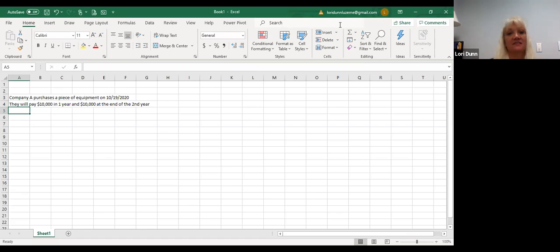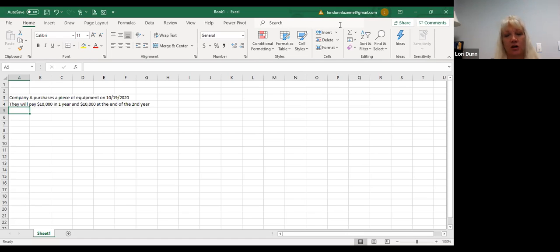Okay, so company A isn't even paying for this piece of equipment today. They don't owe any money until 1 year from now, which it'll be $10,000. And then they'll owe another $10,000 at the end of year 2 to whoever they're buying it from.